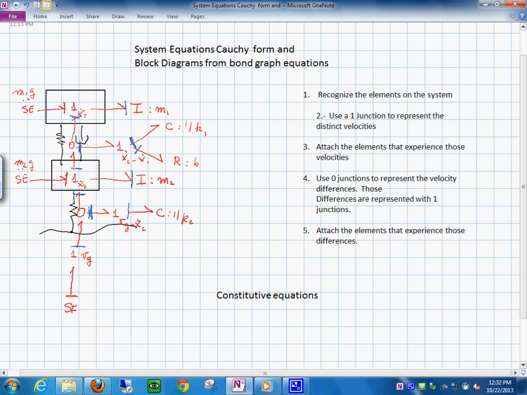Okay? One thing I want to make sure is that everybody is clear with the model the way it is, or if you have any questions about what is what with the model in here. Because now, once we have this, we are ready to write the constitutive equations of the system.